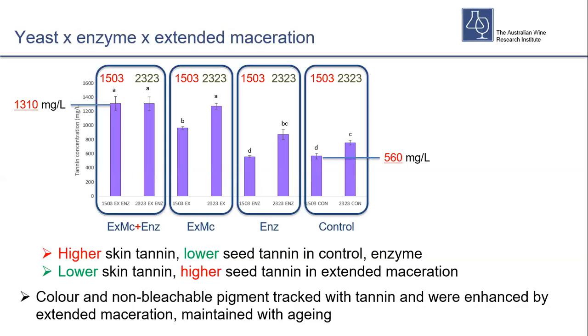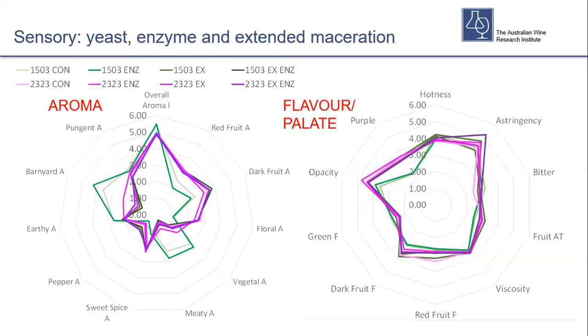In this case, we saw that color and non-bleachable pigments, which are important for the aging of the wine, were correlated with the changes in tannin, and they were obviously also then enhanced by extended maceration. Looking at the sensory results here, you can see there the 1503 treatments are all the green lines, and the 2323 treatments are all the purple and pink lines.